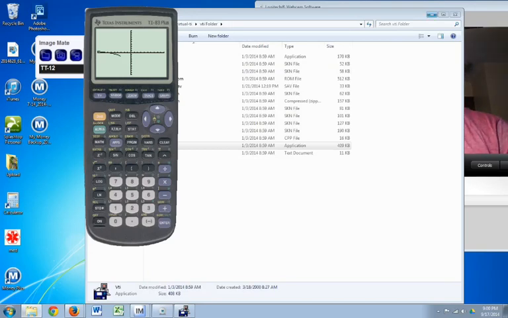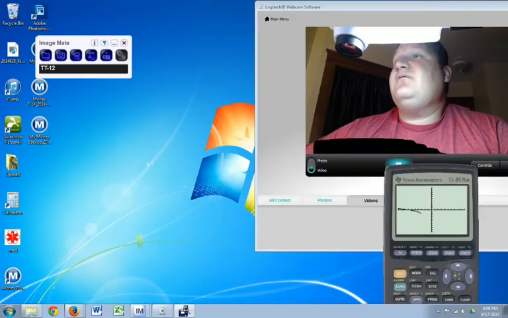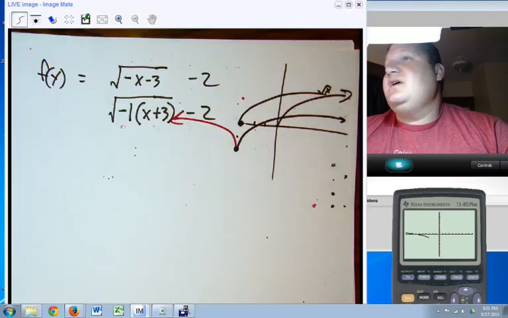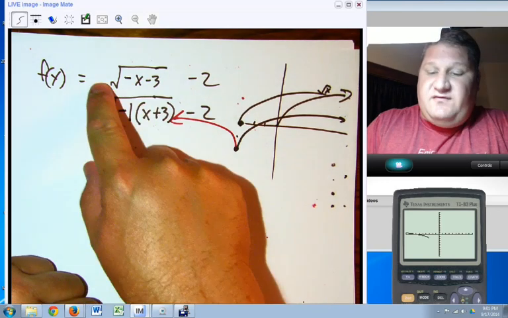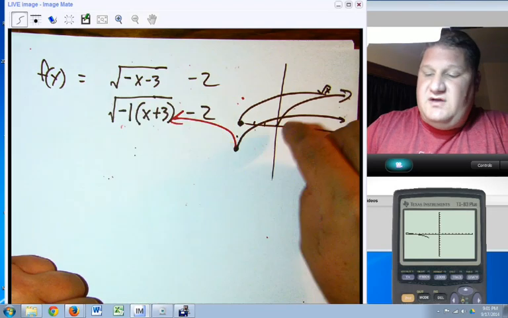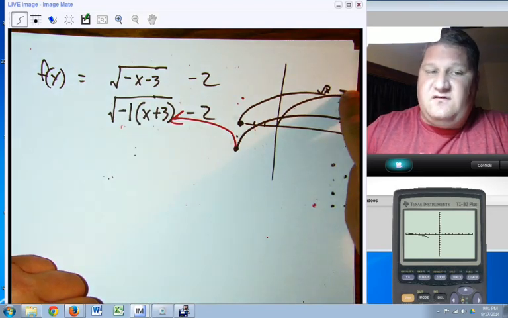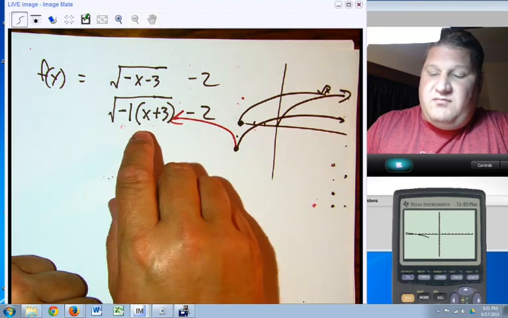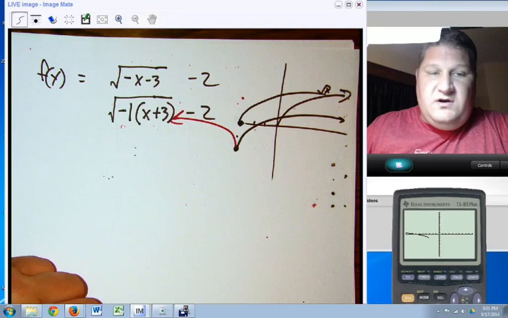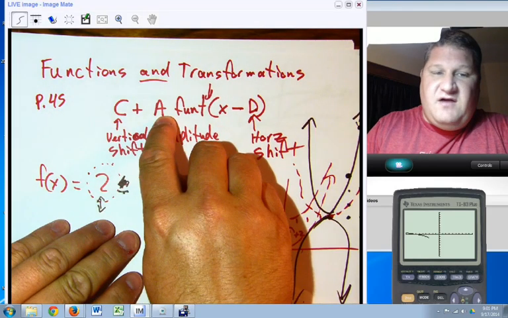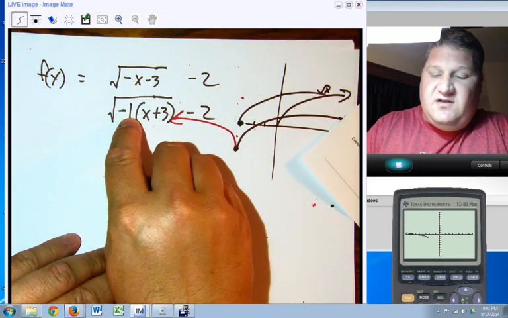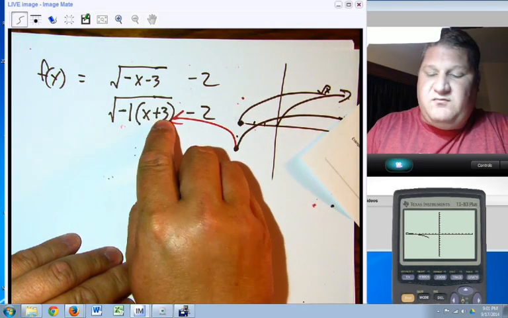Okay, now, ladies and gentlemen, what I have here is I have a little graph. That little graph is of the following equation. This equation right here. I have square root of negative x minus 3 minus 2. Now, the square root means I have a generic graph that looks like this. The next problem I have is that I have negative x minus 3. Well, according to my form, I need to factor out so that this is just plain old x. With that, I'm going to take a negative 1 out front, so I'm leaving positive x plus 3.